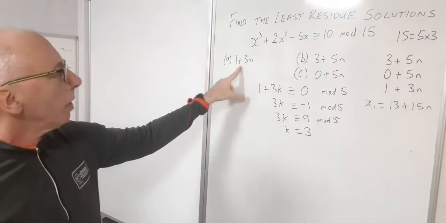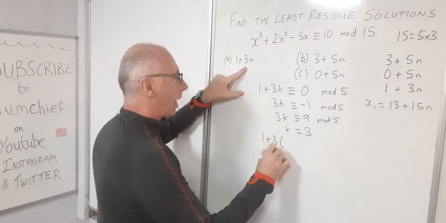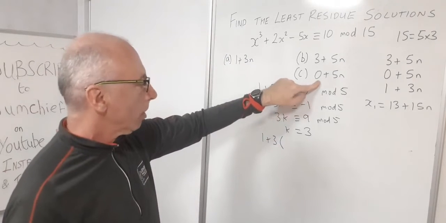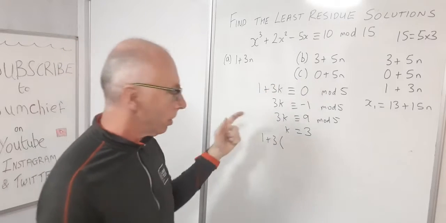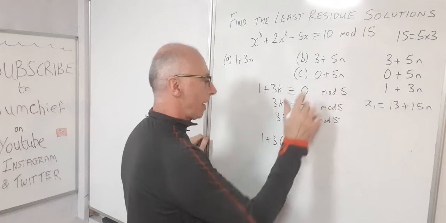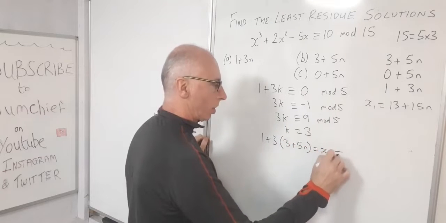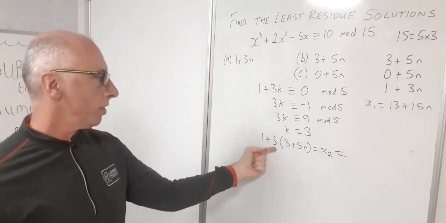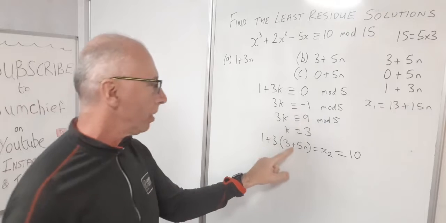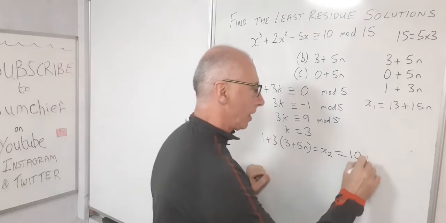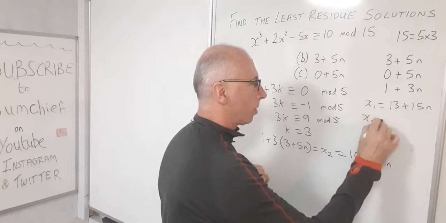So now going back into my A and my C, 1 plus 3. And then now I need to combine that with C. So instead of 0, I've got my k solution. So I've got my 3 and then add 5n. And that's going to be my second solution. So let's just solve this. 3 3s are 9 plus 1 is 10. And then 3 times 5 is 15n. So that's my second solution.